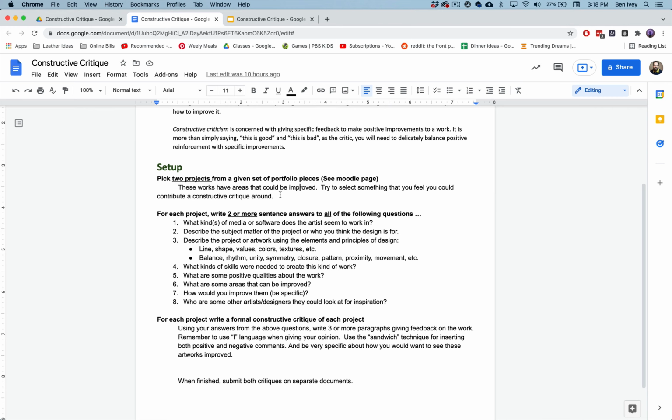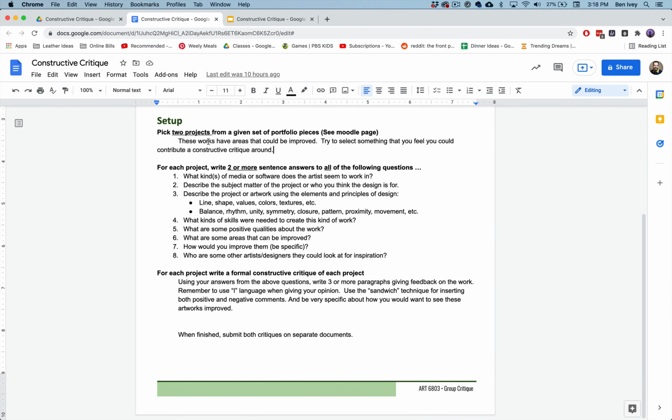These works have lots of areas that could be improved. So think about what you know as a designer and an artist and how you would see this to be improved. Try to select something that you feel you could contribute to that constructive critique all around. Now keep in mind, you're picking 2 projects, so you need to do these steps for each of the projects that you're doing.